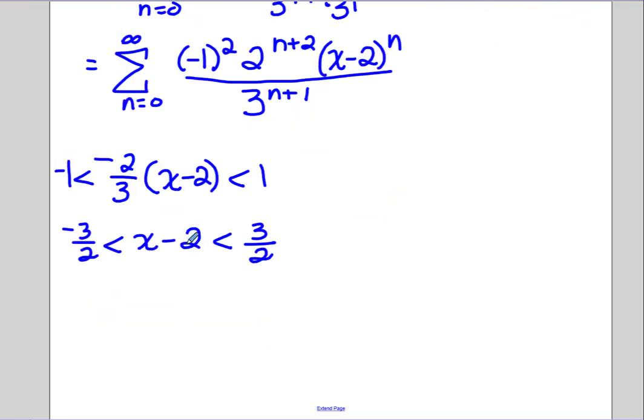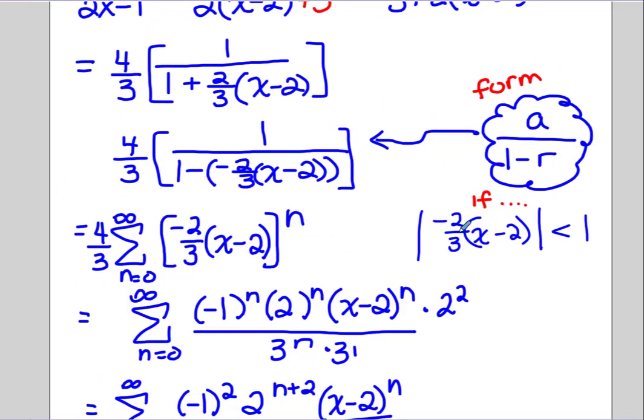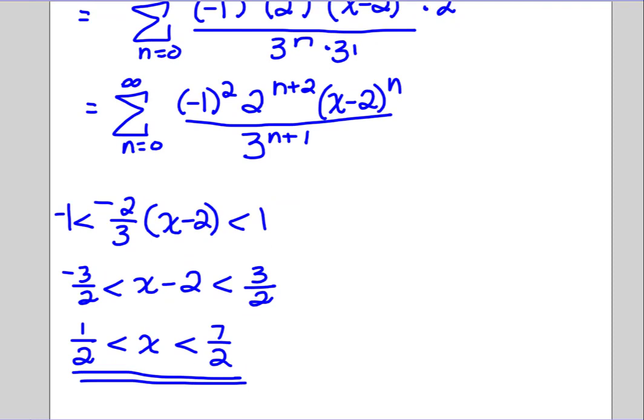Then adding 2 to both sides, we would have positive 1/2 and positive 7/2. So our interval of convergence is between 1/2 and 7/2, where that ratio, where our expression, absolute value, is less than 1, if that converges.